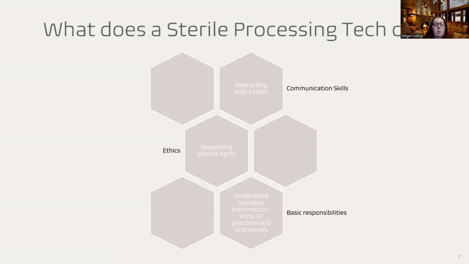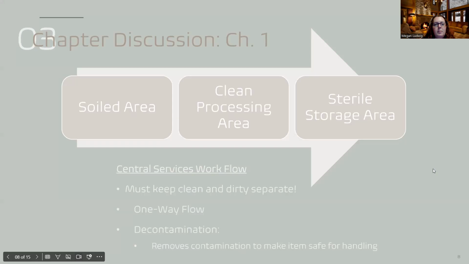We want to respect the patient. We want to do what's best for the patient, and they have the right to good health care, right? So keep that in mind every day you go to work, that's what we're there for, the patient. And then our basic responsibilities are understanding microbial transmission, IFUs, which is instructions for use, sterile processing practices, and procedures. So that is very basic and generic, right? But as we go through the next 8 weeks, we will talk about those in greater detail.